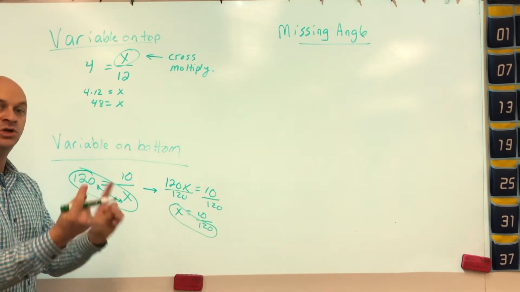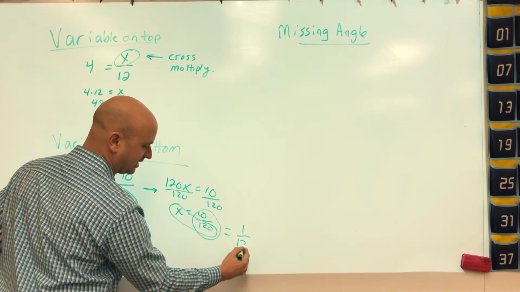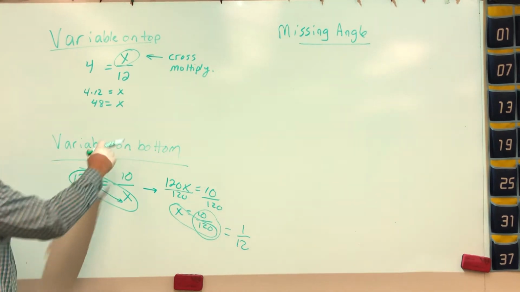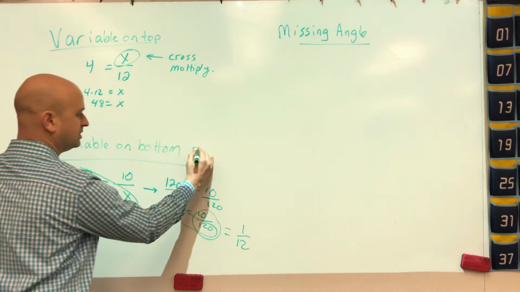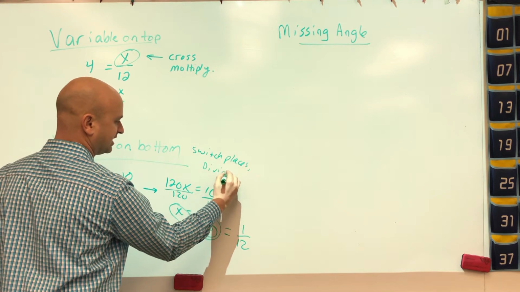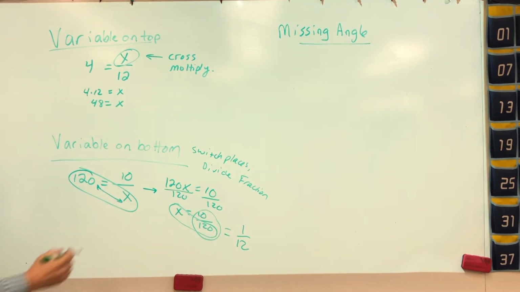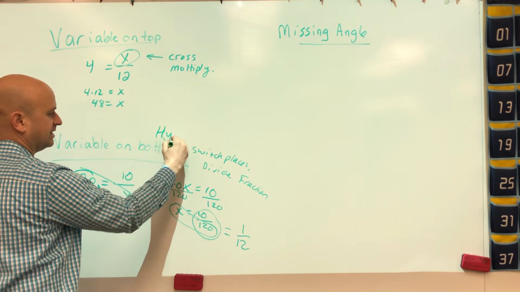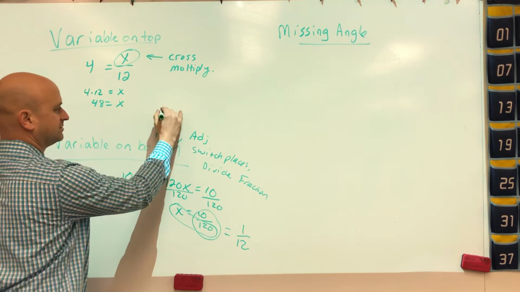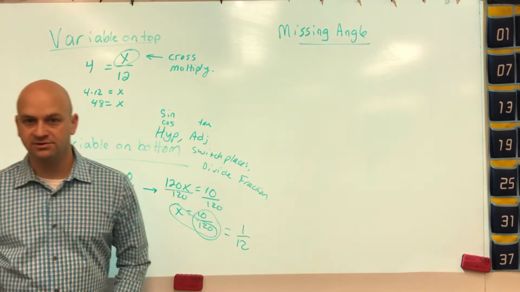So if the variable's on the bottom, we're gonna switch places and then divide this in the calculator. In this case, we would get a fraction of 10 over 120 and whatever decimal equivalent that would be. So again, variable on top, we cross multiply. Variable on the bottom, we switch places, and then we divide the fraction. So that's the shortcut here, and that's important to understand. Now, the variable on the bottom is either gonna be the hypotenuse, or it's gonna be the adjacent side. So this could be sine or cosine, which we'll talk about later, and then this will be tangent here.